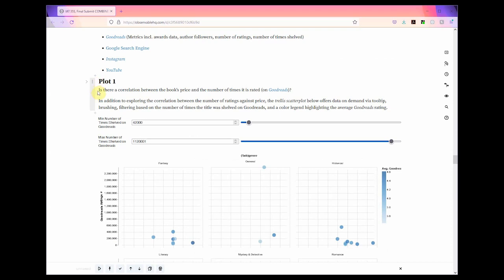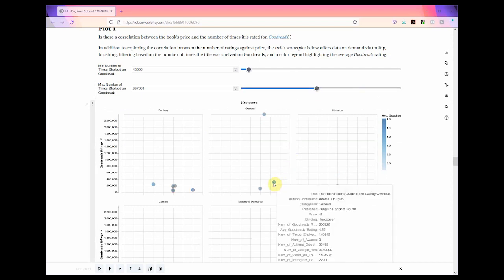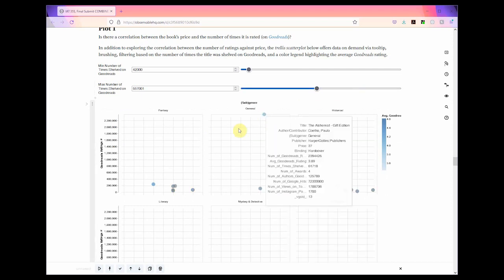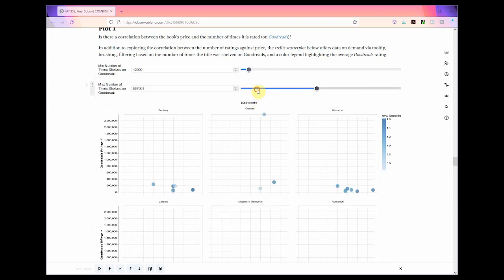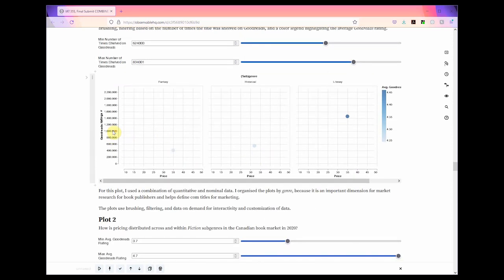We plotted the number of Goodreads ratings for each title against sale price, with an added dimension for average Goodreads rating shown via color. We also provided our audience with an option to use sliders to choose the range for the number of times a book was shelved on Goodreads for further filtering. This helps our target audience narrow down their comparative titles effectively.